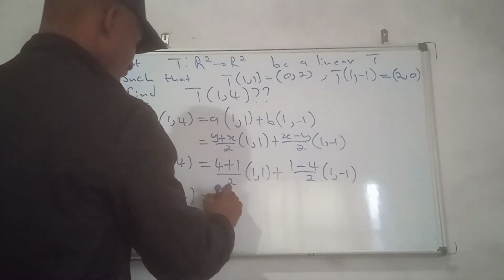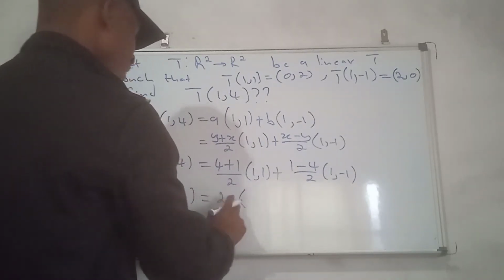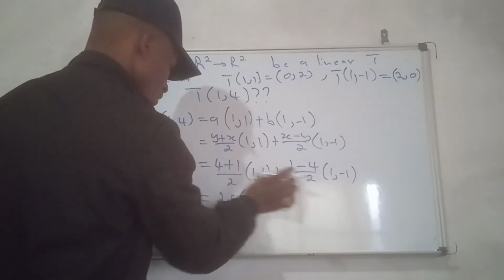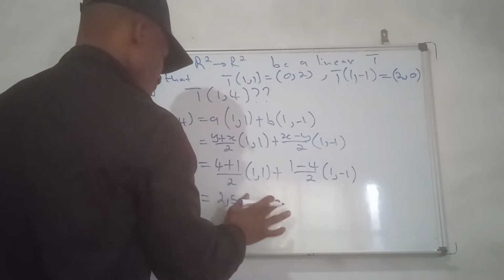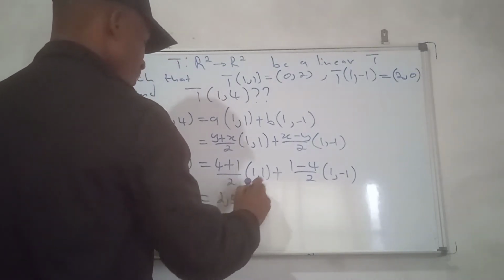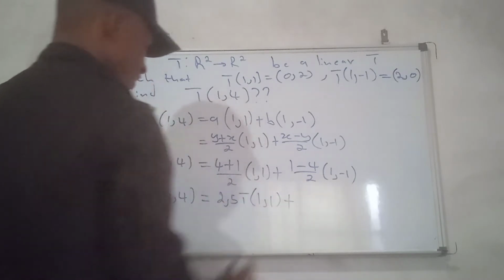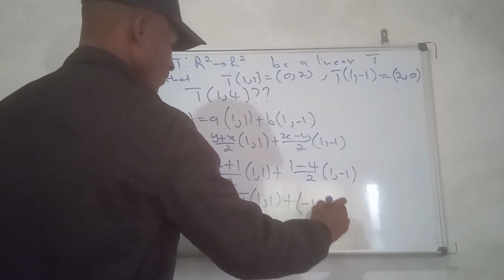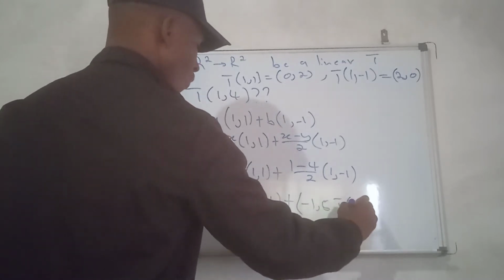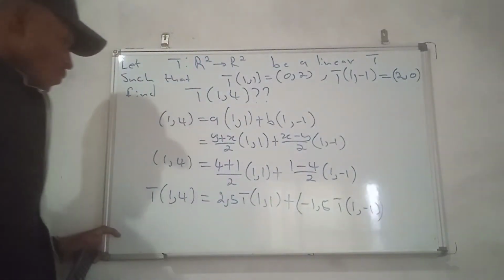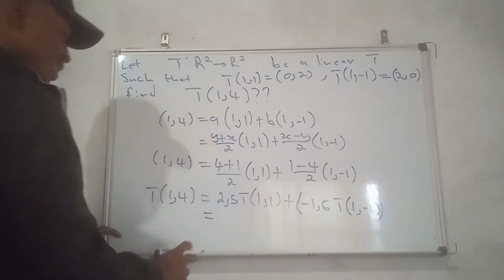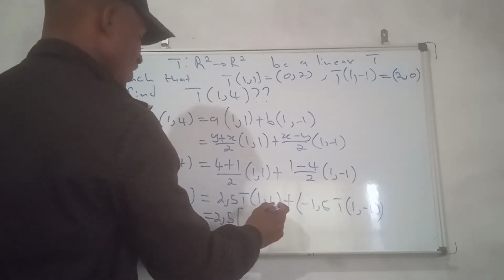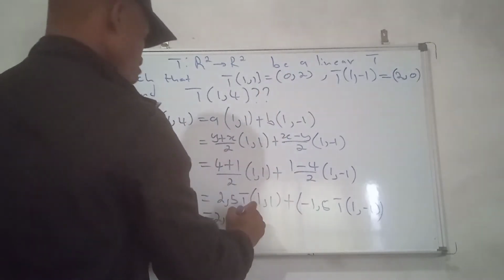So if I invent T, I'm going to have T(1,4), which is equals to 5 over 2, 5 over 2 times (1,1) plus, this (1,1) here will become, because I'm inventing T, T(1,1) plus, this one will be minus 3 over 2, T(1,-1). So this is the same as 5 over 2. But what is this part? T(1,1) is (0,2).